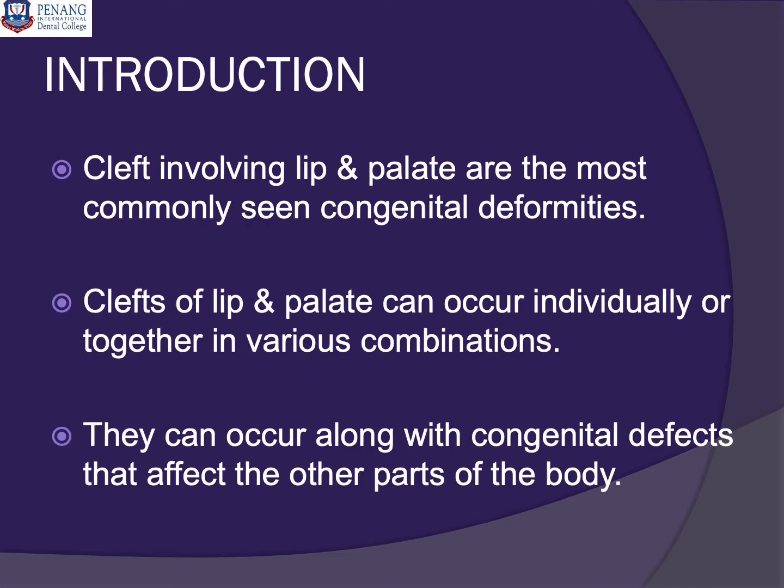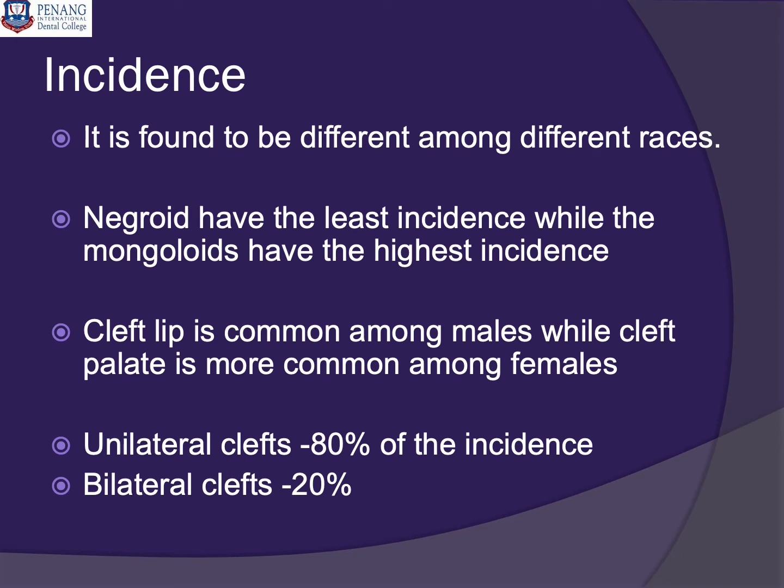As for introduction, clefts involving lip and palate are the most commonly seen congenital deformities. Cleft of lip and palate can occur individually or together in various combinations. They can occur along with congenital defects that affect other parts of the body. It is found to be different among different races. Negroid have the least incidence while the Mongoloids have the highest incidence.